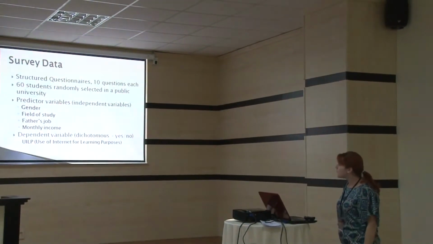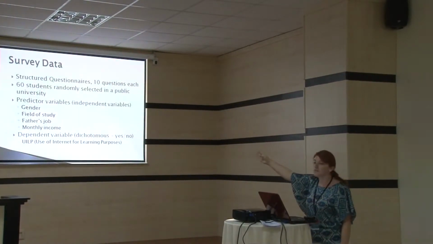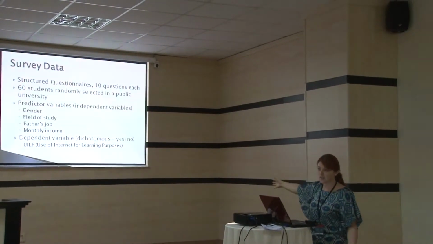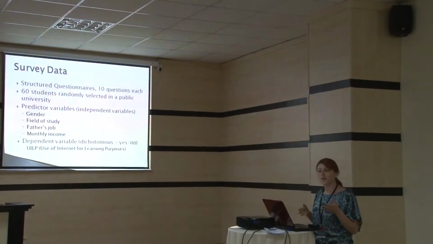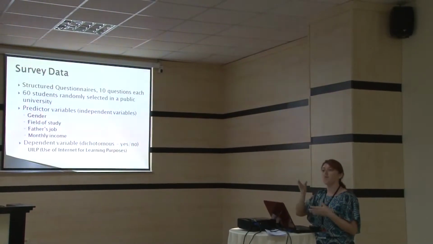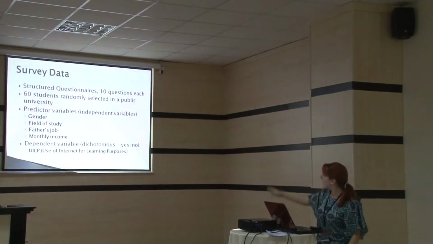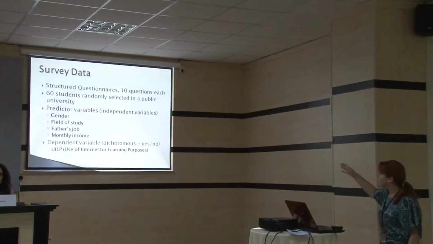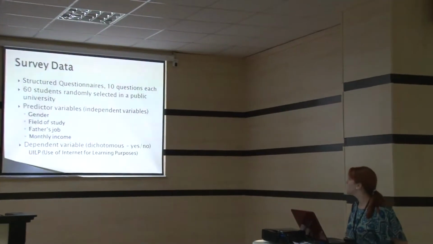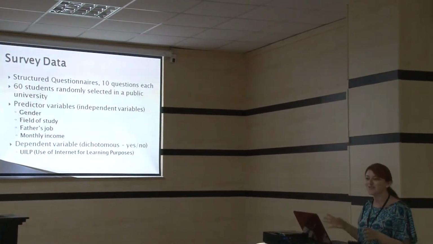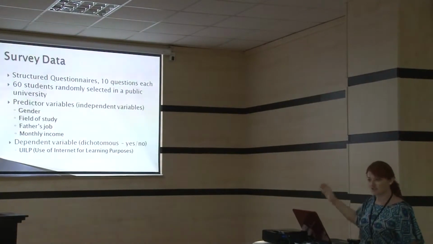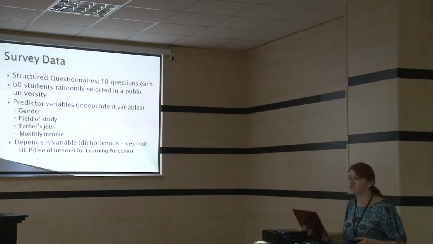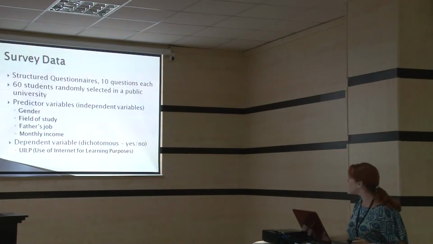The predictor variables, independent variables, are gender of the student, field of study, father's job, and monthly income. As you can see, we have some social demographic variables included. The dependent variable is use of internet for learning purpose. Due to its length, we have shortened it into this abbreviation, so later in the study and tables, you can just see that.